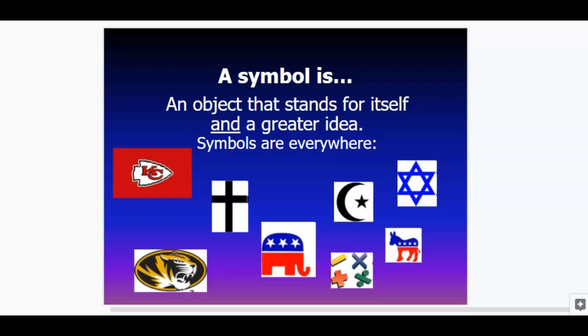The cross, it means sacrifice. There's a whole history behind the elephant and the donkey, politically speaking, with political cartoons. That's how it got started. We use math symbols. We all know that: subtraction, addition, multiplication, division, among other things. So they all are objects that stand for greater ideas.